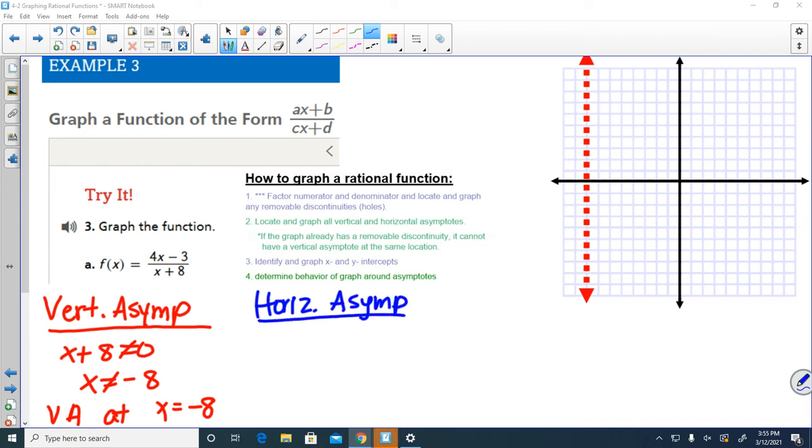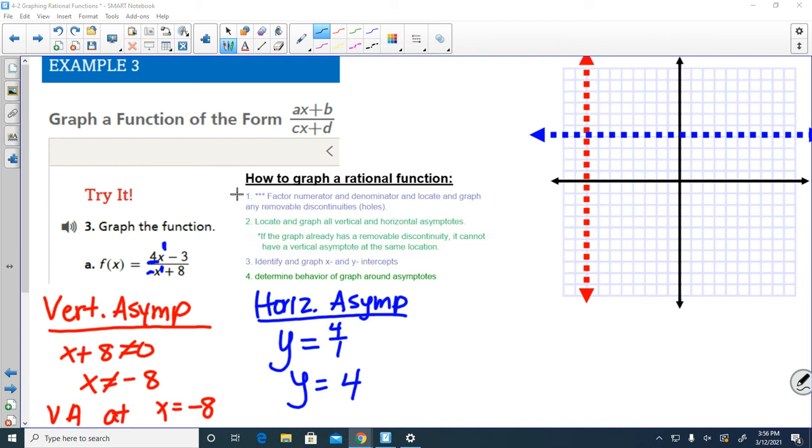going to look at the degrees. The degree of the numerator is 1. The degree of the denominator is 1. So they have the same degrees, which means there's a horizontal asymptote at y equals the ratio of the leading coefficients. So 4/1, or y equals 4. So I'll plot the horizontal asymptote now.